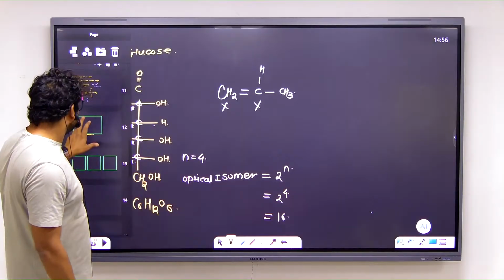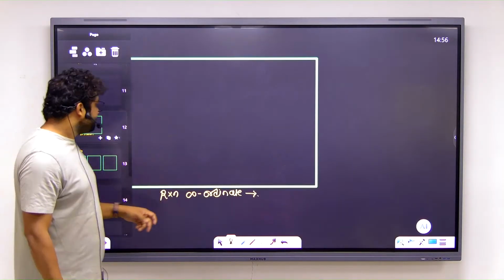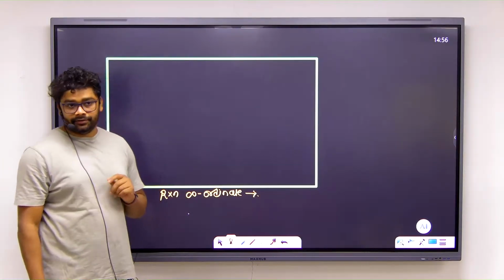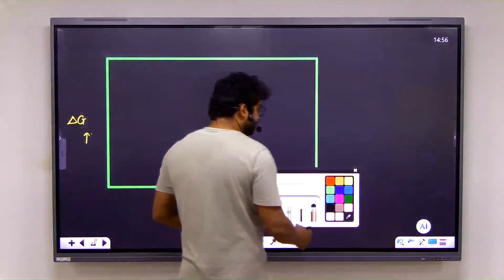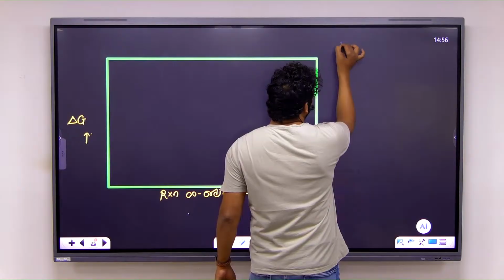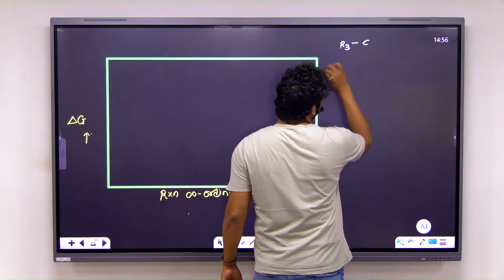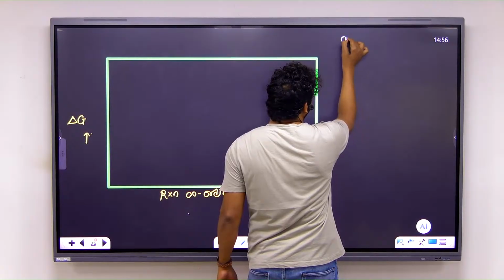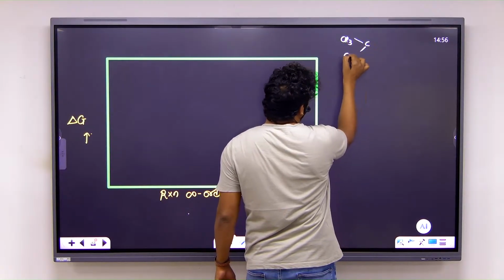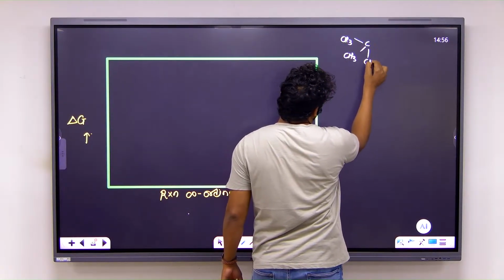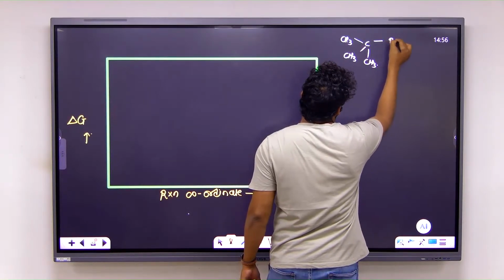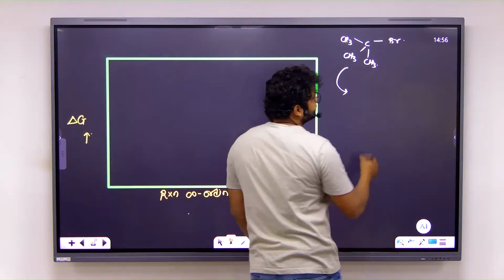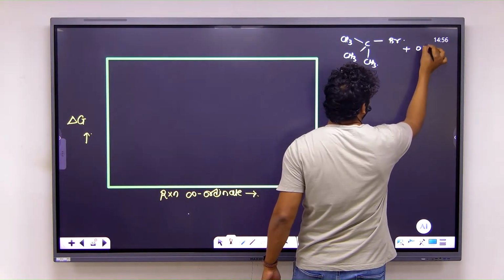SN1 and SN2 reactions. There is a question in JEE Mains. If you have a carbon with three R groups, I will write CH3, carbon, CH3, carbon, CH3, with a bromine, suppose. So what happens first when there is a reaction with OH minus? Can you tell me?